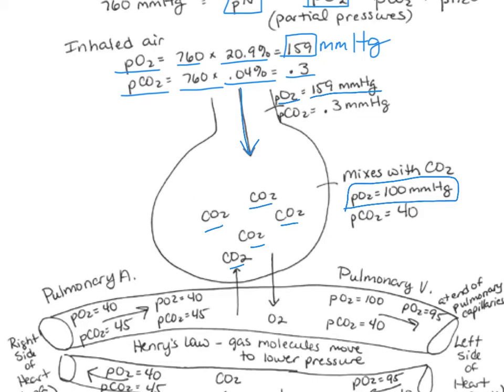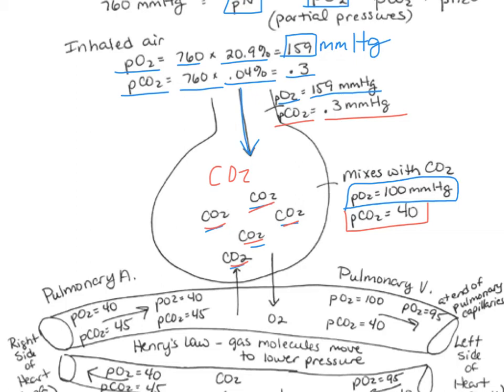On the other hand, you're breathing in carbon dioxide, and the partial pressure of carbon dioxide is 0.3 millimeters of mercury. So when you're breathing that in, carbon dioxide comes in and mixes with all this other carbon dioxide that's in the alveolus, so your partial pressure is going to go up. The partial pressure of carbon dioxide goes up to 40 millimeters of mercury. So that's what we start with in the alveolus: a partial pressure of oxygen of 100 millimeters of mercury and a partial pressure of carbon dioxide of 40 millimeters of mercury.